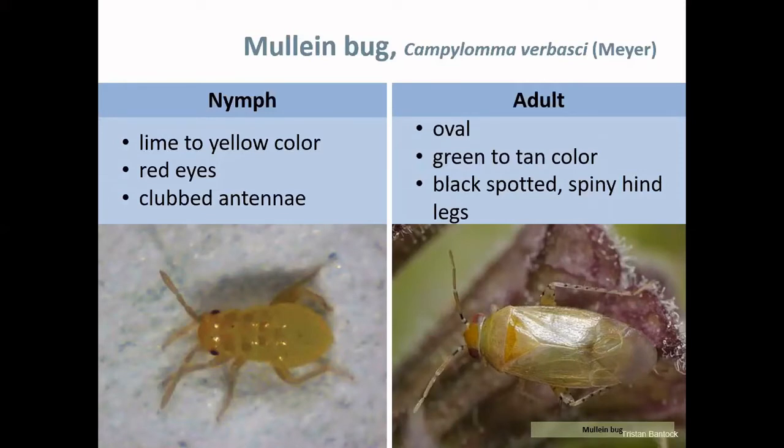The adult is an oval insect with wings, so it does fly away rather quickly if it's disturbed on the tree. It's green, similar to the nymph in terms of color, green to tan depending on the age, and it has black spotted, spiny hind legs that can be seen really well under a hand lens.